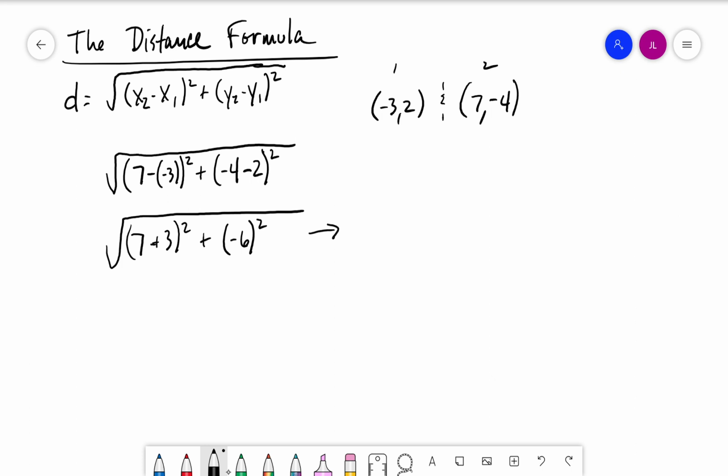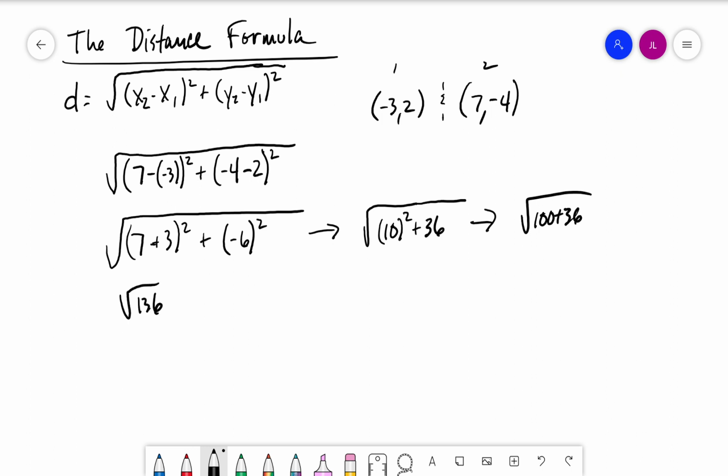So 7 plus 3 is 10, so we'd have the square root of 10 squared, and we know -6 squared, -6 is in parentheses, so -6 times -6 is 36. So 100, or 10 squared, plus 36, which is the square root of 100 plus 36. So we'd be looking at the square root of 136 here.